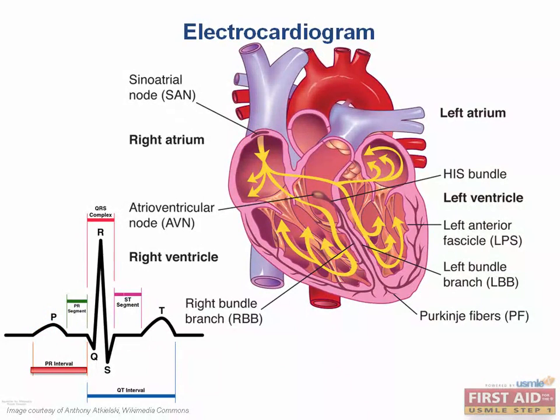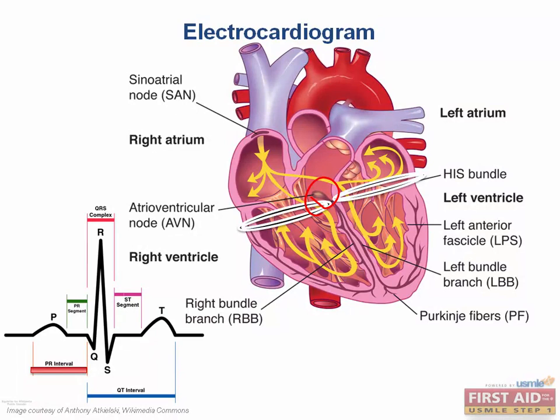After the depolarization has spread through the atria, it will then hit the atrioventricular node in the center of the diagram. Why does it not spread directly into the ventricles from the atria? Well, there are fibrous rings surrounding the atrioventricular canals.